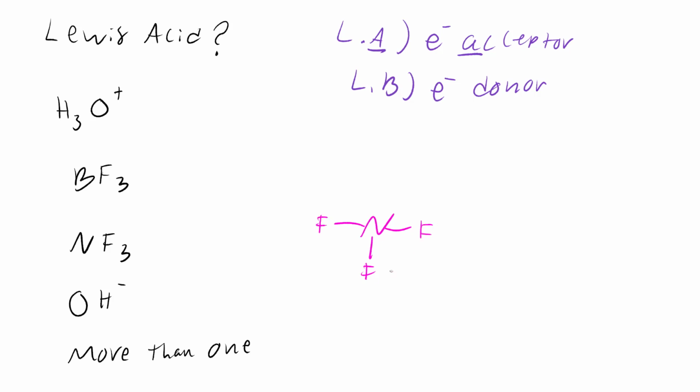Okay. So 2, 4, 6, nitrogen typically wants 8 electrons. So 2, 4, 6, 8. Right. Okay. And let's see the formal charge. 5 minus 2 is 3, and 3 minus 3 is neutral. Okay, so that's neutral. Is this a Lewis acid or a base? It cannot be an acid because it would be violating the octet rule.